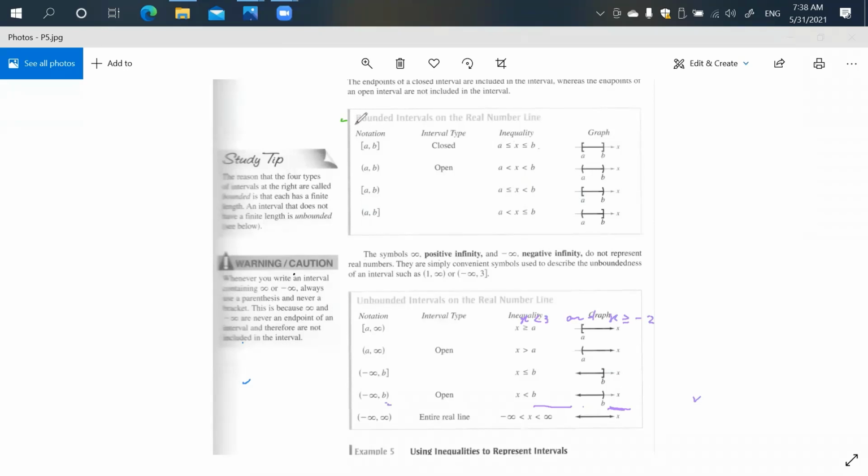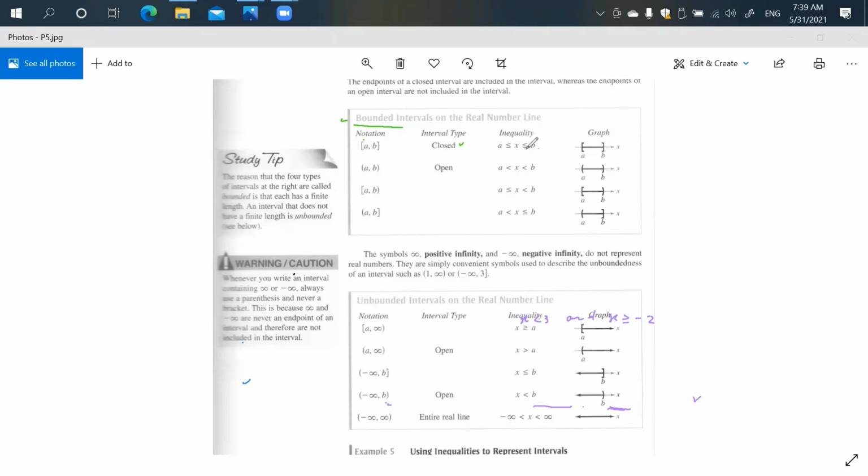Now we're going to see how to write the notation of the mathematics. See this one, bounded interval on the real number line. If you like notation, this side means close. So that's why they say close here. Have to be close on both sides, left and right. So the interval type we name is close, right?